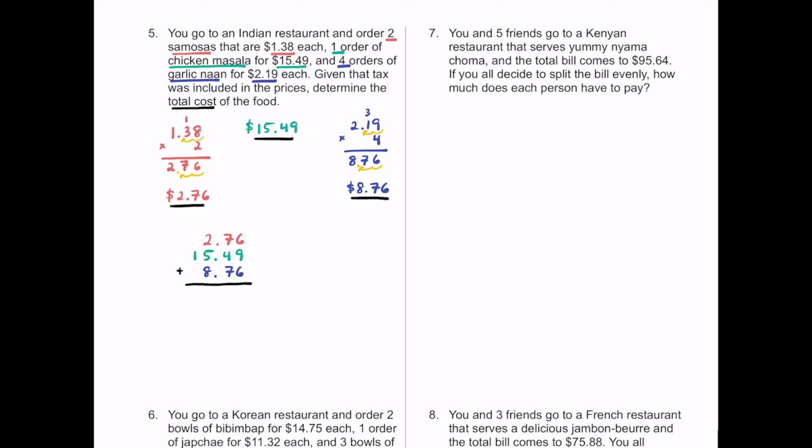Adding these up here, 6 plus 9 is going to be 15. 15 plus 6 is going to be 21, carry the 2. 7 plus 2 is 9, 9 plus 4 is 13, 13 plus 7 is going to be 20, put the 0, carry the 2, bring this decimal straight down. 2 plus 2 is going to be 4, 4 plus 5 is 9, 9 plus 8 is going to be 17, put the 7, carry the 1, 1 plus 1 is going to be 2. So it looks like our total cost is going to equal $27.01. This right here would be the total cost.